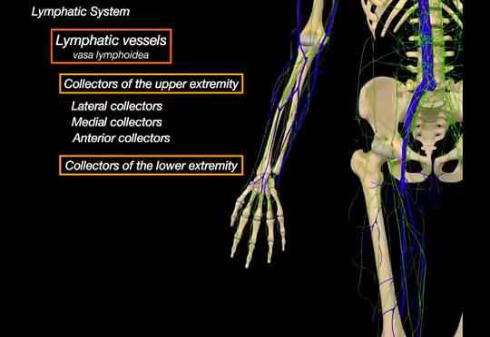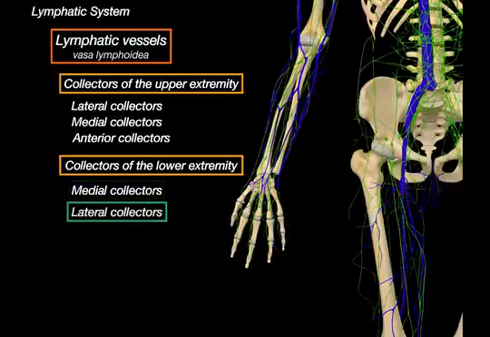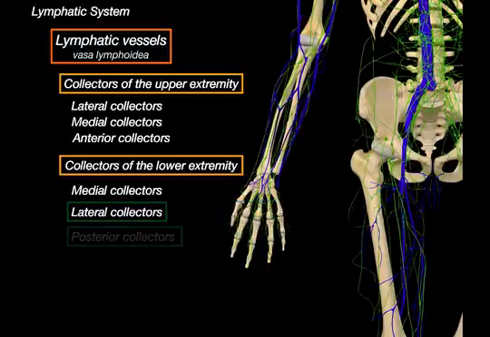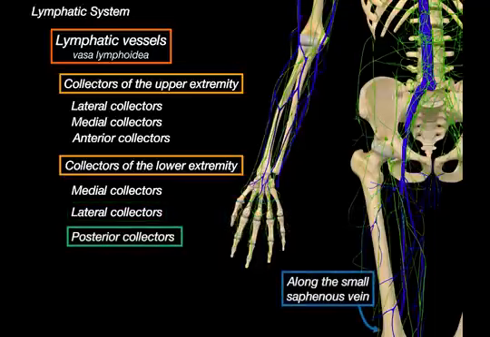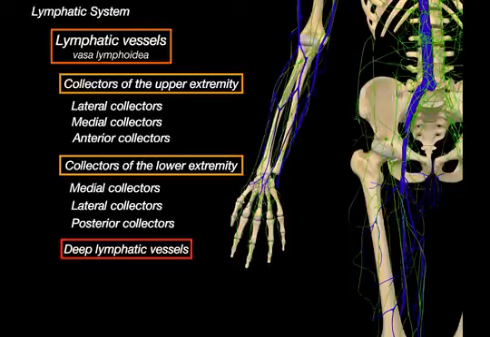In the lower limb, the superficial collectors are grouped as the medial collectors, which follow the great saphenous vein and drain into the superficial inguinal lymph nodes. The lateral collectors, which follow the tributaries of the great saphenous vein, also drain into the superficial inguinal lymph nodes. And the posterior collectors, which accompany the small saphenous vein behind the knee, drain into the superficial popliteal lymph nodes. The deep lymphatic vessels run alongside the deep veins of the lower limb and drain into the deep popliteal and deep inguinal lymph nodes.